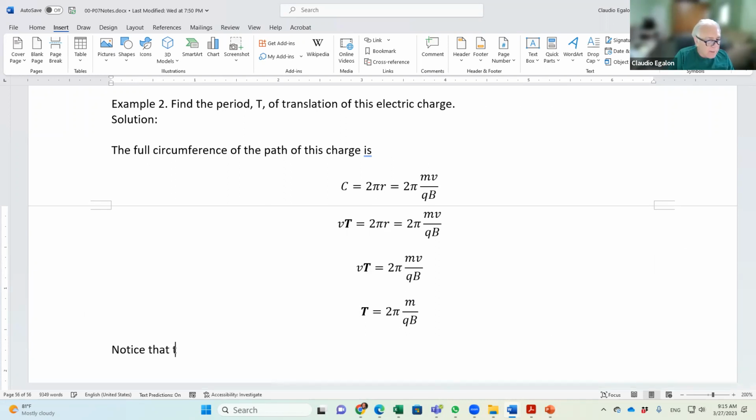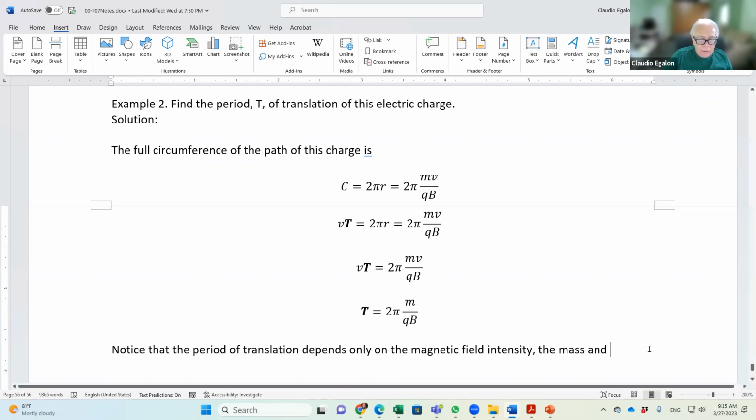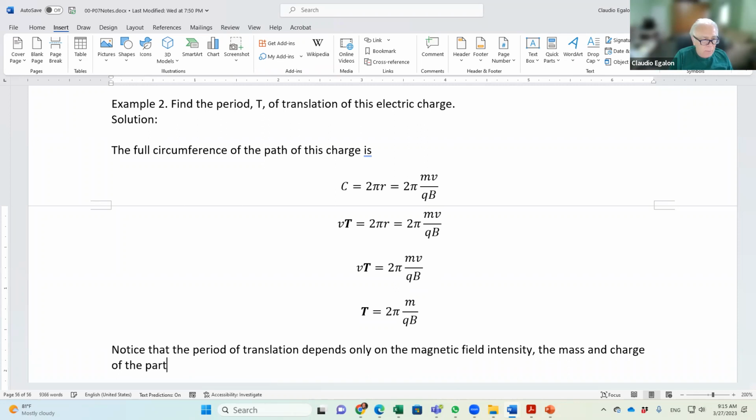Note that the period of translation depends on the magnetic field intensity, the mass, and the charge of the particle. It does not depend on its speed, v.